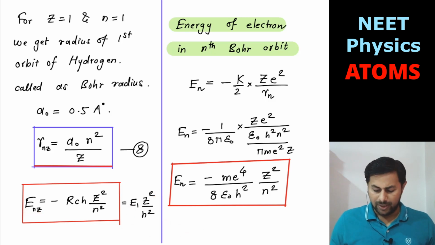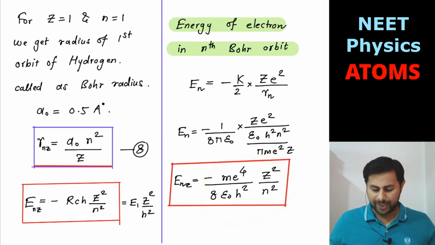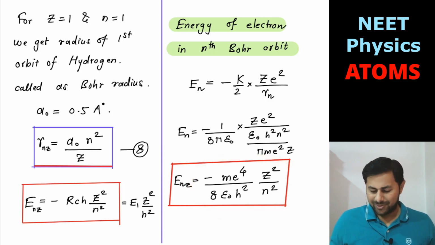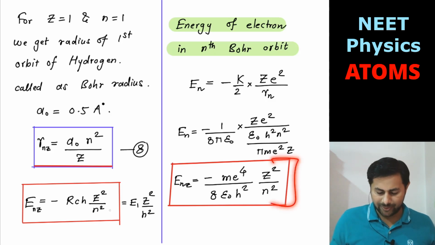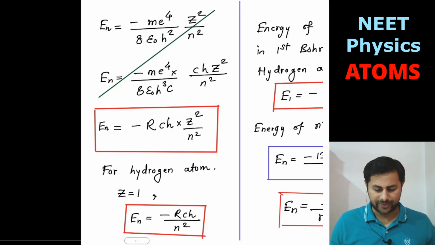The exact formula for this Enz is minus me to the power 4 divided by 8 epsilon naught h square times z square by n square, right? So this is a complicated formula. Remember this one also, but the earlier formula is extremely important, right?